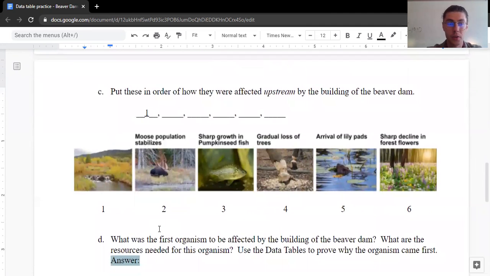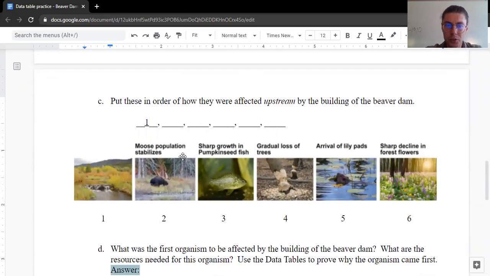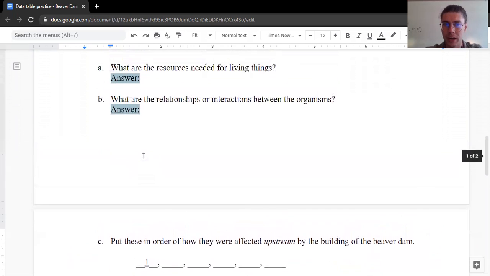On the second section, or the second page, we now have to look at these species or these organisms that we have in our tables. We have to figure out how and when they were affected upstream or behind the dam because of the beaver's actions. So here we have a description and an image of these organisms, and we have to figure out what happened first, or which organism was affected first. For example, picture 1 shows the dam being constructed, so that's certainly going to be our first action. Let's look at the moose population stabilizing, or turning into the same number.